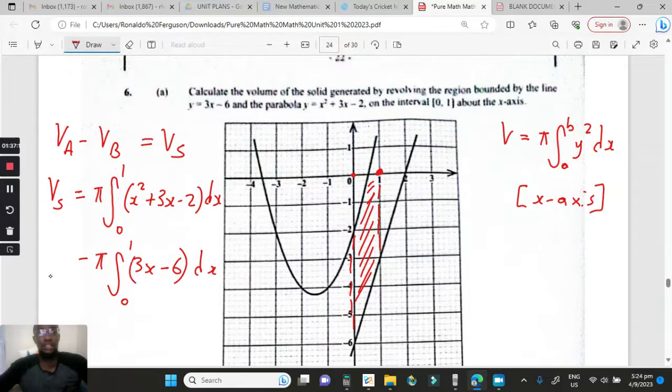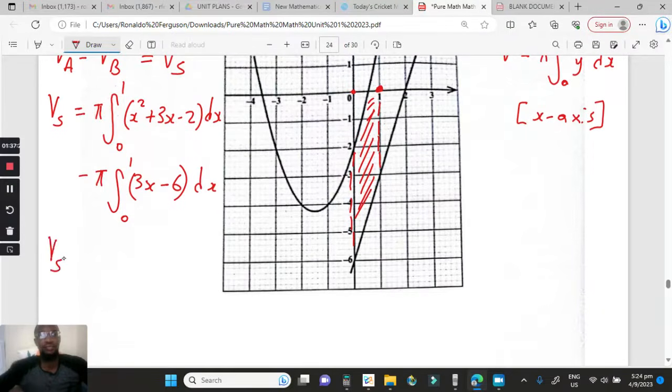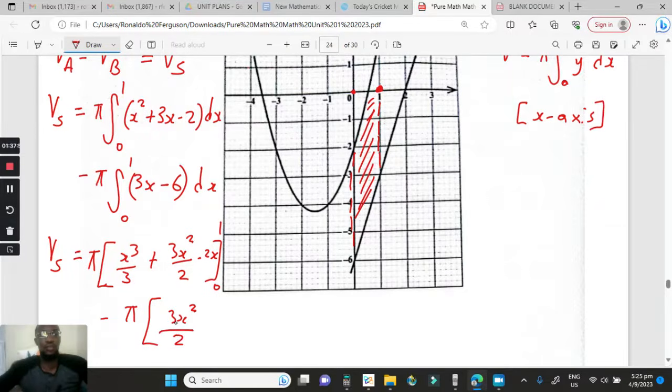Now we can always factor out pi and then work it out, depends how you want to do it. I'm just going to integrate. Pi times x cubed over 3 plus 3x squared over 2 minus 2x going from 0 to 1. Then we subtract pi times the integral of 3x, which is 3x squared over 2, and when we integrate minus 6, we get minus 6x going from 0 to 1.